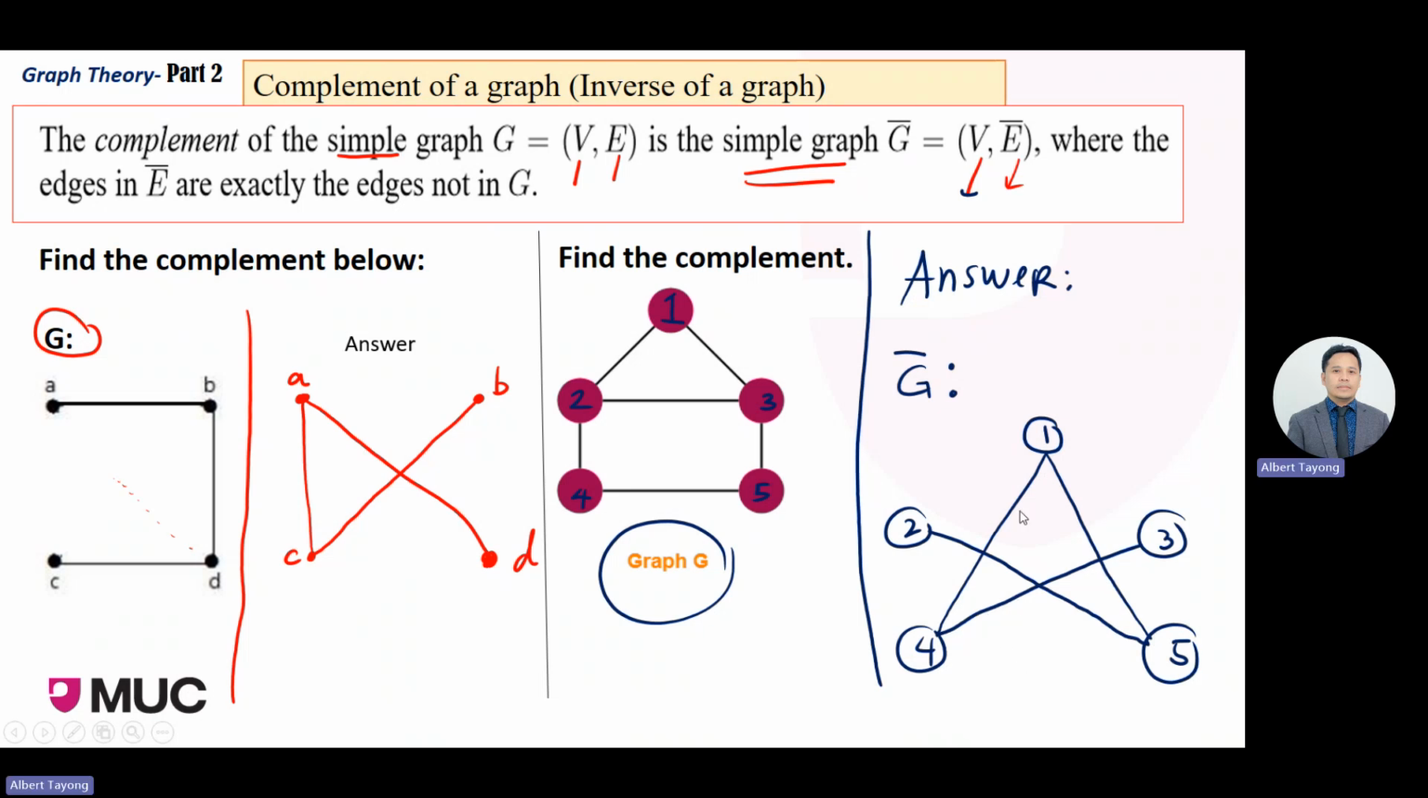Actually, this is the opposite of the graph on the left, where we have 5 points, and the G bar, or G complement, also contains 5 points. Okay, so only the number of edges will change. So that's how to draw the complement of a simple graph.